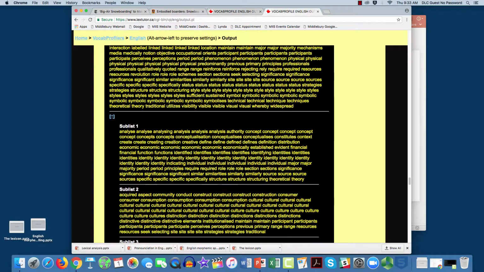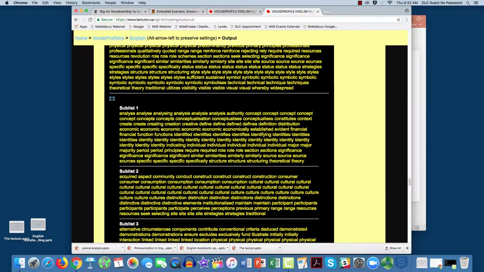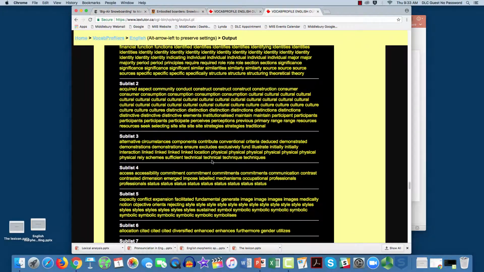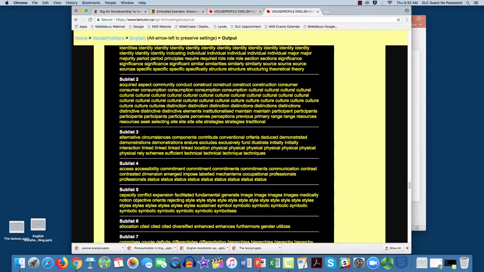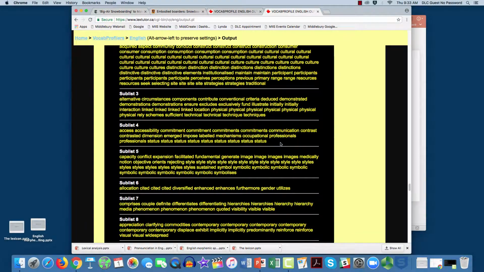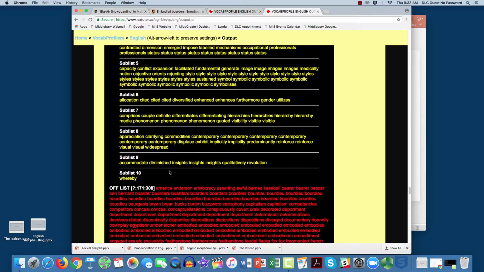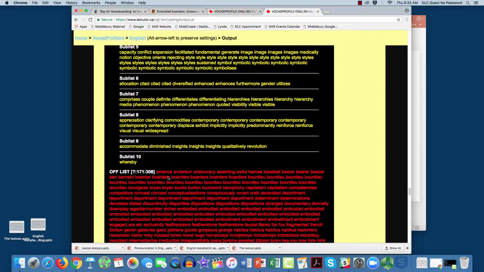Let's break this down by sublists. These would be the most important ones to focus on: this idea of identities, identify, identifies, identifying. That whole word family around identity, this word family around concept, conceptualization, conceptualizes, analysis, analyze, analyzing, another word family, specific, specifically. And then we can go down. Cultural is a big idea, which repeats a lot. Commitments is a big idea. Style is a big idea. And then we get down to a very rare one, whereby.